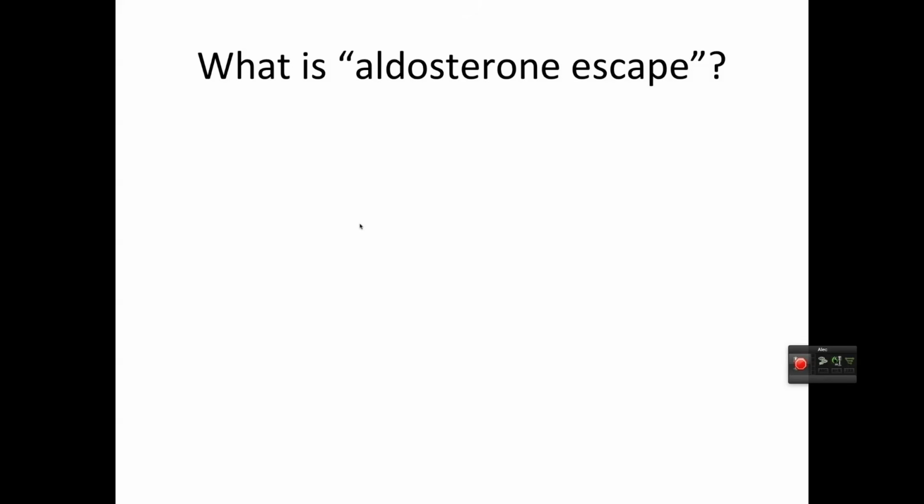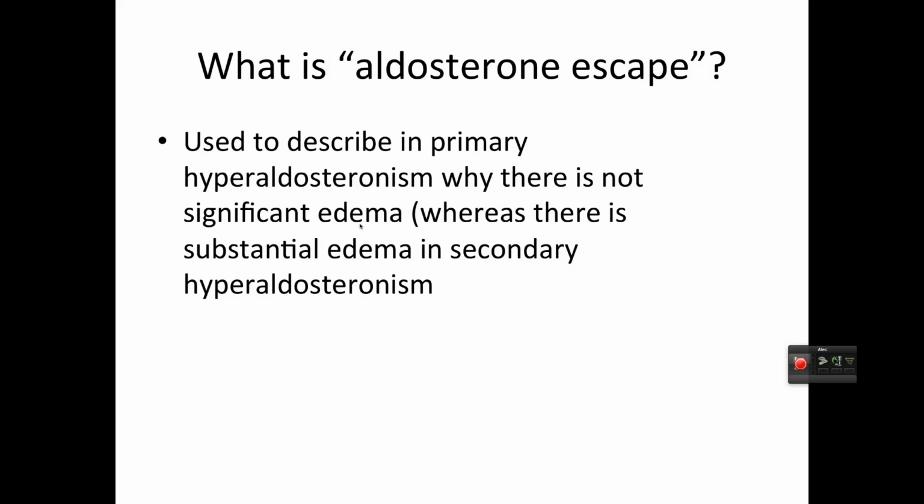So natriuresis means sodium loss. Does that make sense? That's why I brought that up, because we still use the root.